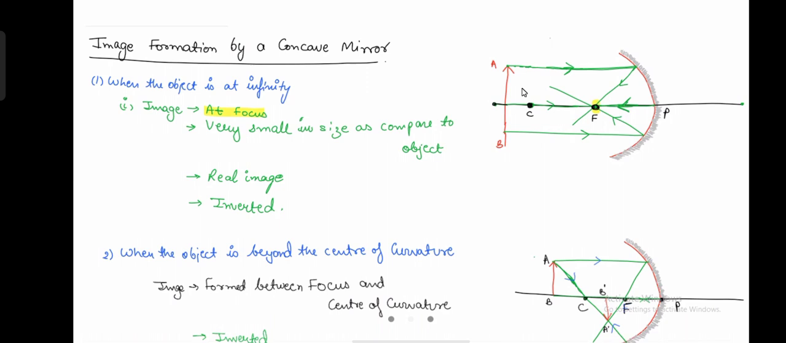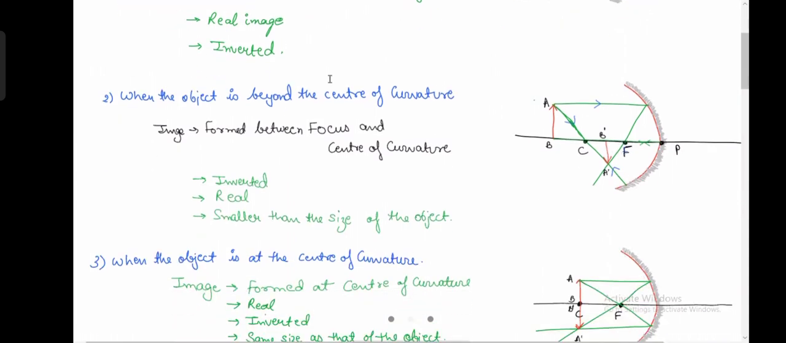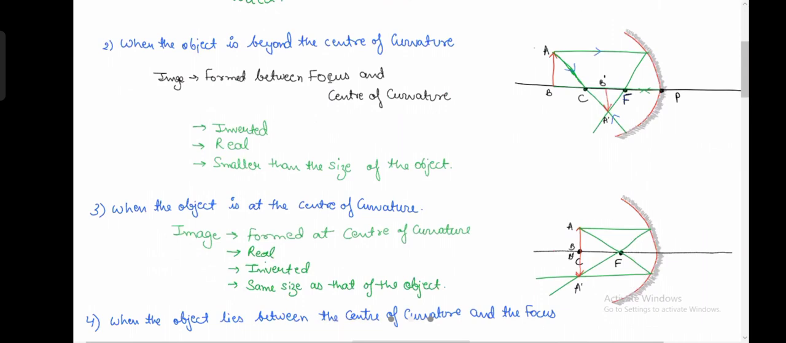Let's move to that one then. So in the next scenario, what is happening? The object is beyond the center of curvature. Now, if you do not know what the center of curvature is, let me quickly tell you that, first of all, if I measure from the pole, then the center of curvature's distance is just double that of the focus.